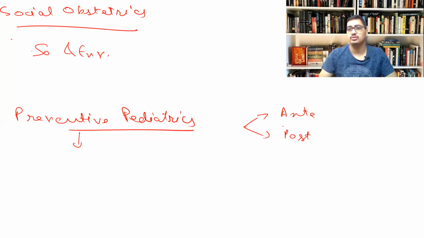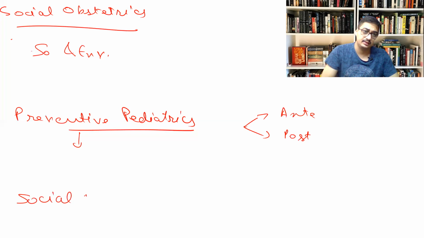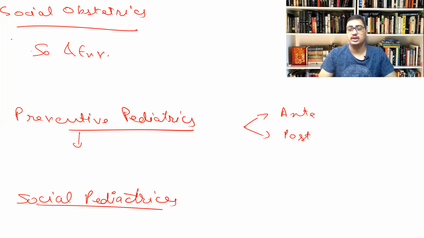Then postnatal also, we will be screening and treating them. So the preventive pediatrics is about this thing. However, there is a third term also, social pediatrics. So social pediatrics is about again understanding the linkage of social and environmental factors with the pediatrics health.